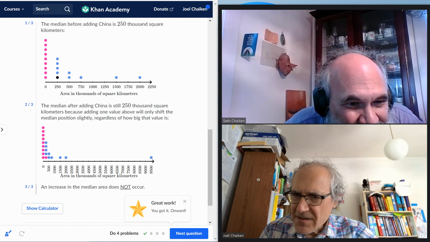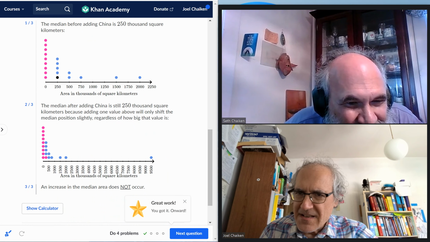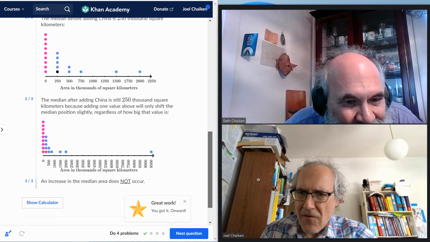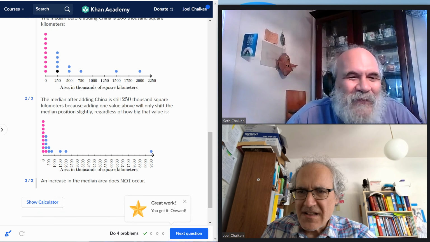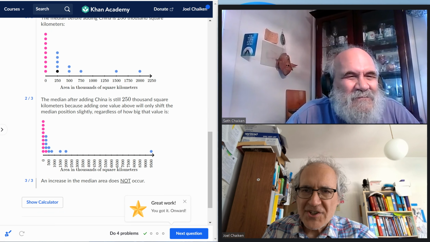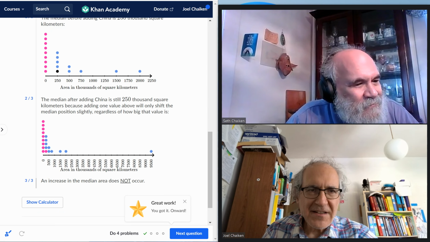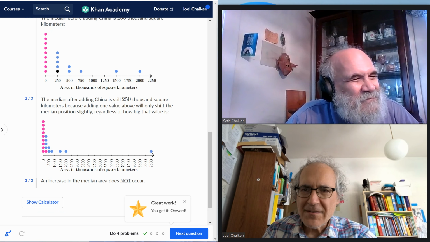What do you mean slightly? What do you mean slightly? It doesn't change at all. When does it say slightly? It says, because adding one value above will only change the median position slightly. Do you understand what they mean?